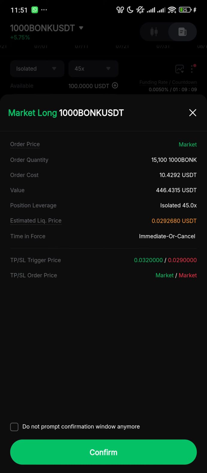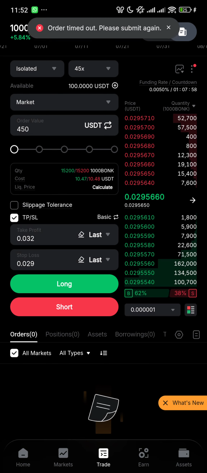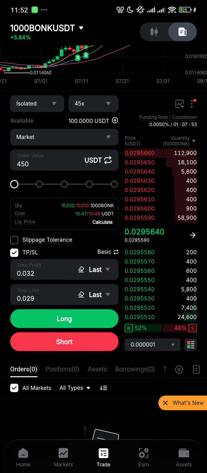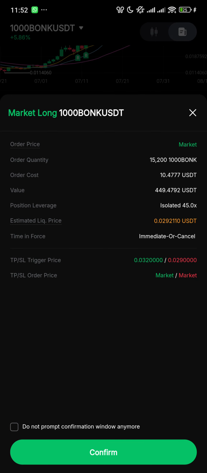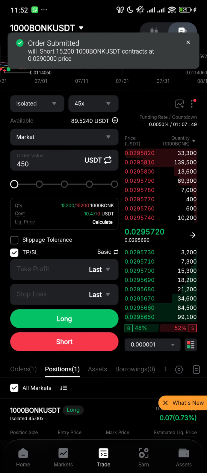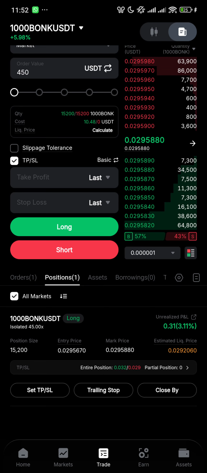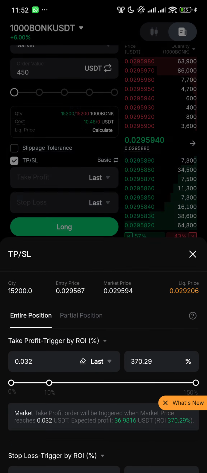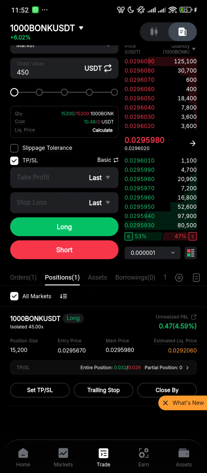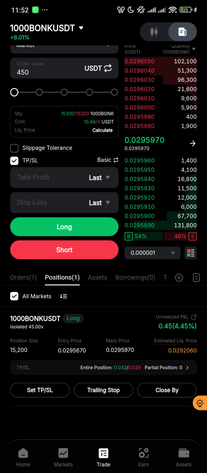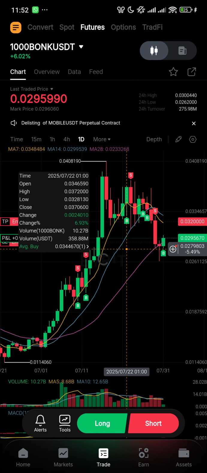So let's confirm, shall we? Remember, it's a long trade. Order timeout, so let's take it again because I wasted too much time. Let's confirm. You can see my order has been submitted and it's in already. Remember I said you can set your stop loss along the line. I'm already in profits. It can also be negative depending on the market direction. You can always see in your chart when you bought and when you're exiting.